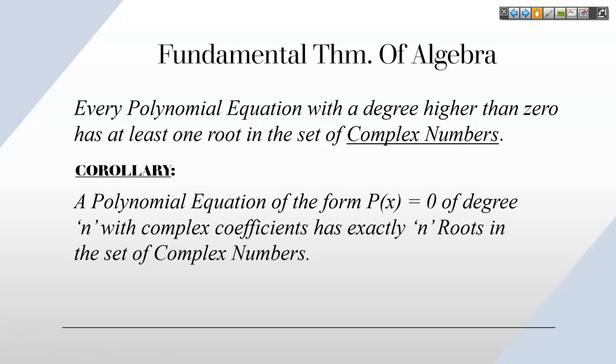A corollary, or a subset, of that fundamental theorem is that a polynomial equation of the form p of x equals 0 of degree n with any coefficients has exactly n roots in the set of complex numbers. All that means is if your degree is 3, then you have 3 roots. Those roots can be a combination of real or imaginary.